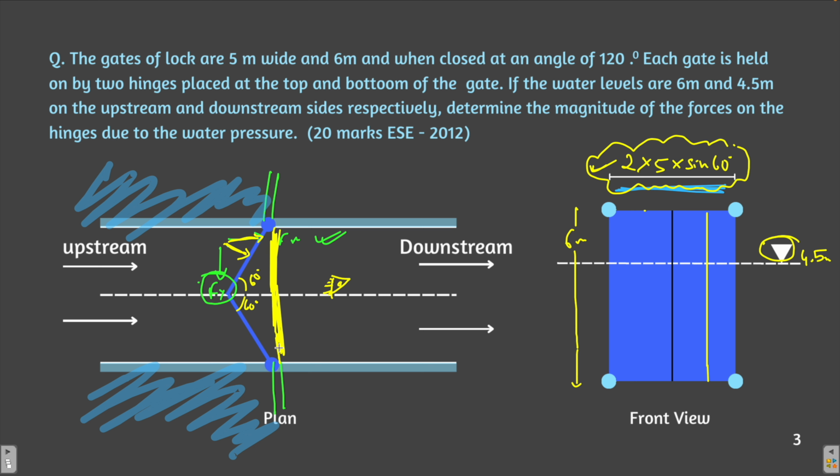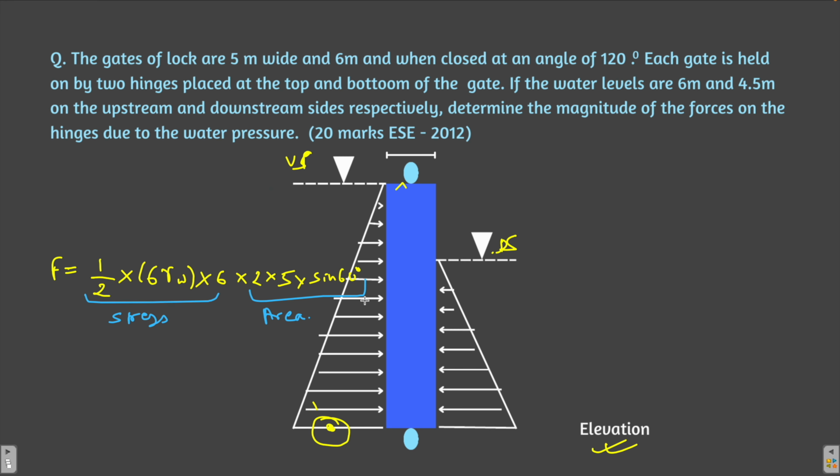So you have to take this width of the gate. And what is this width of the gate? It is 2 into 5 into sine 60 degree, as I have explained before. So this stress into area will give you the total force. Let me just calculate this total force. So let me write the force upstream: half into 0.5 into 6 into, what is the value of gamma w? The value of gamma w is 9810 newtons, into again 6, then 2 into 5 into sine of 60 degree.